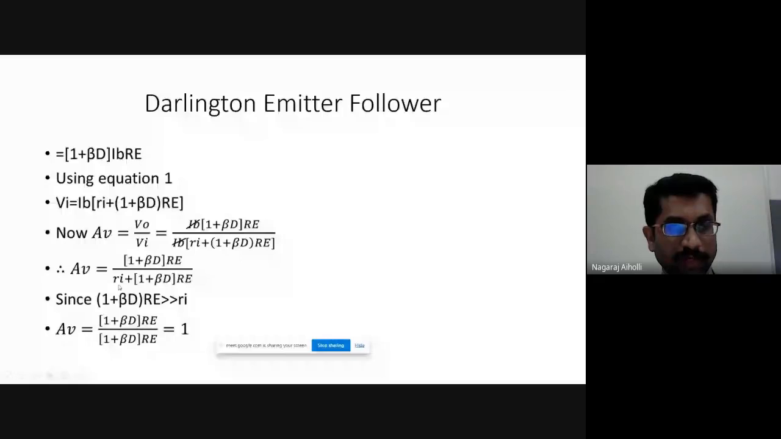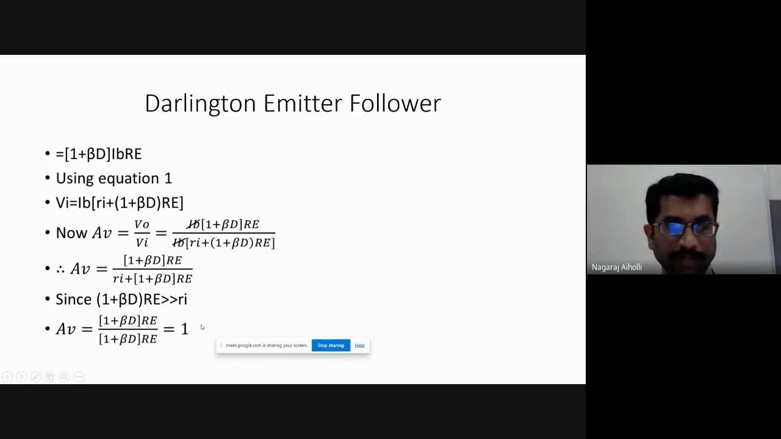Therefore, Av will be equal to (1 + βD) RE divided by (1 + βD) RE, because (1 + βD) RE is comparatively very larger than Ri. The (1 + βD) RE terms cancel out each other, and Av will be equal to 1. That is, gain is equal to 1. Therefore, for the Darlington emitter follower circuit also, the gain is equal to 1.